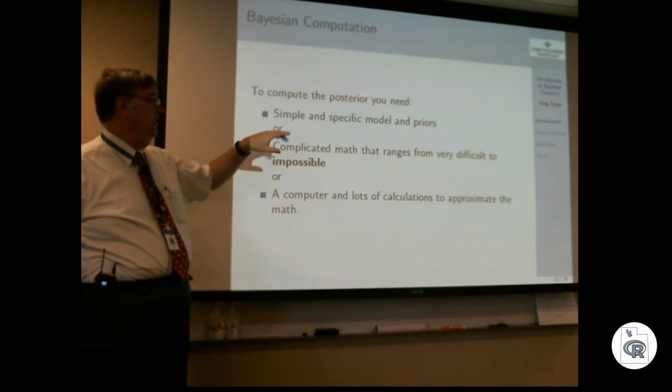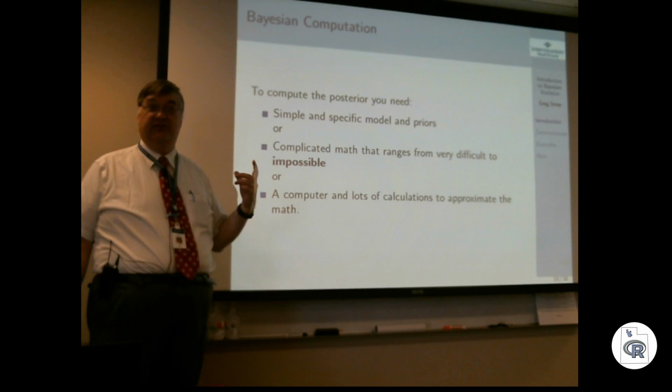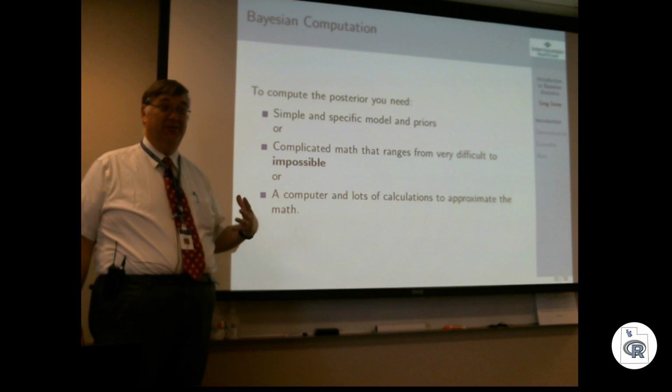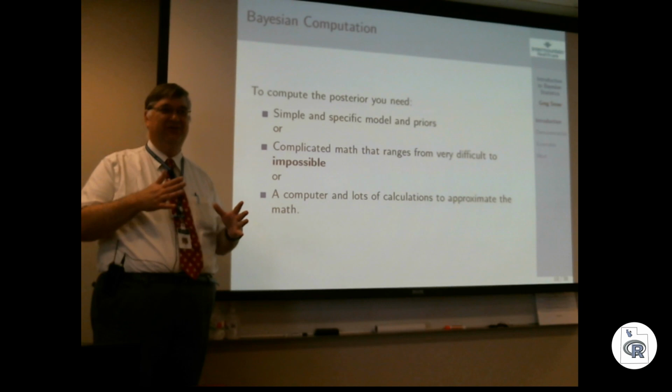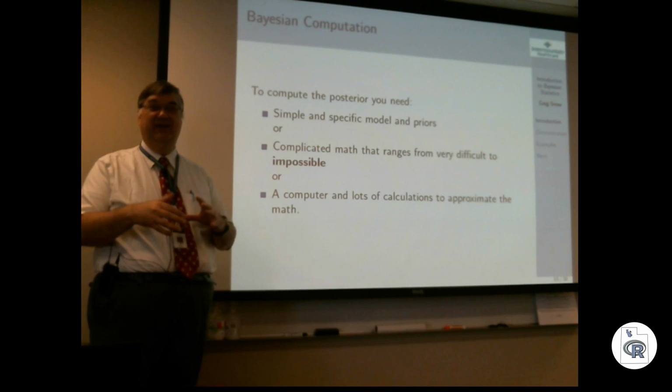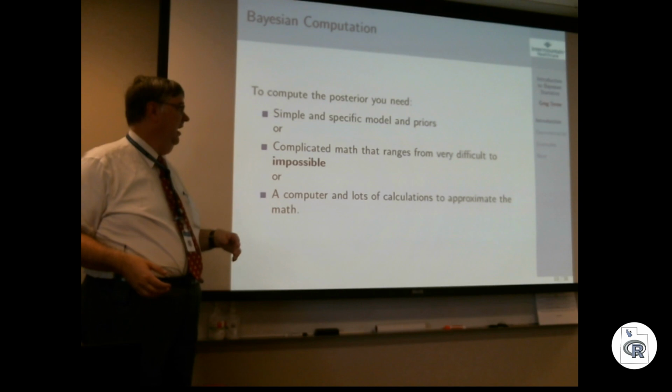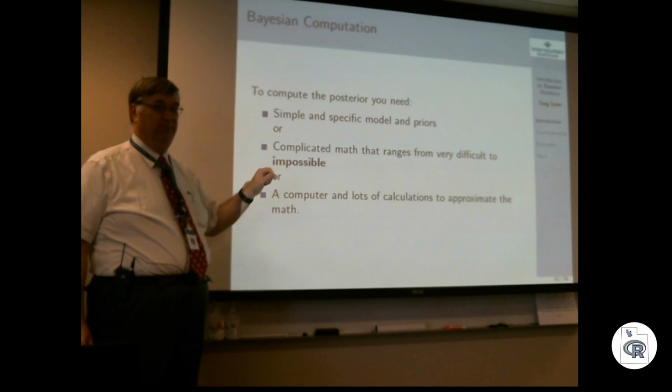One is that there are some simple and specific models and priors out there for which these calculations are fairly simple and straightforward. For a long time, that's most of what the Bayesian examples were, and I think that's one reason that Bayesian took a little while to take off. People say, well, yeah, you can do that for the easy math, but that doesn't really extend to real world cases. Or you can do the complicated math, and the complicated math can range from very difficult to impossible. And by impossible, I mean impossible, not just very, very difficult.